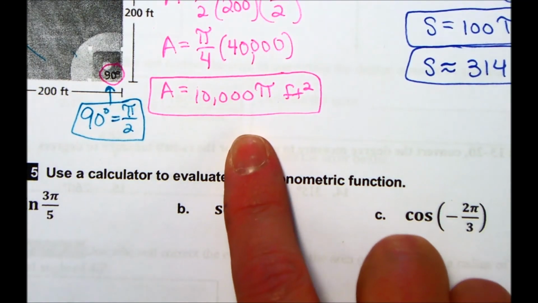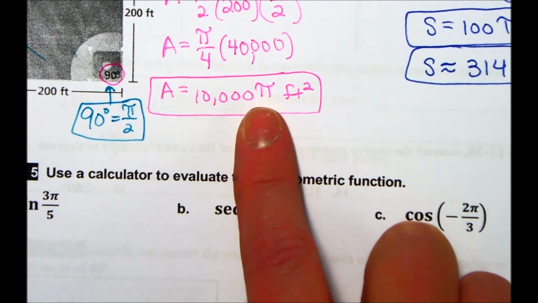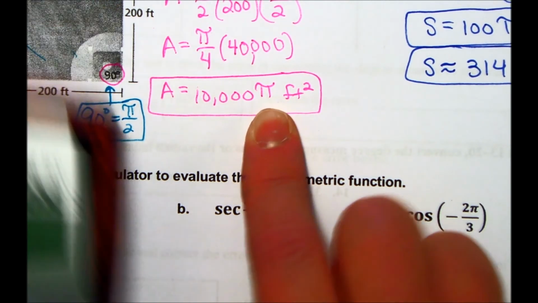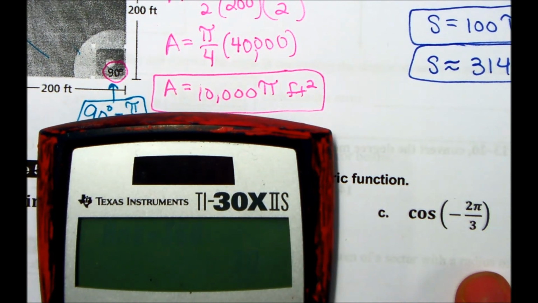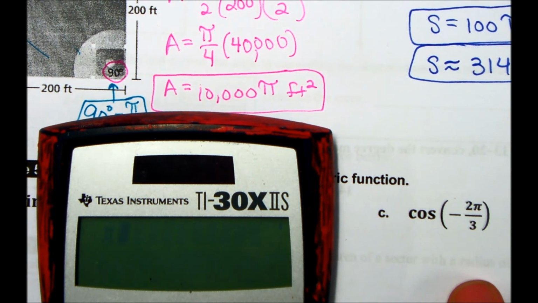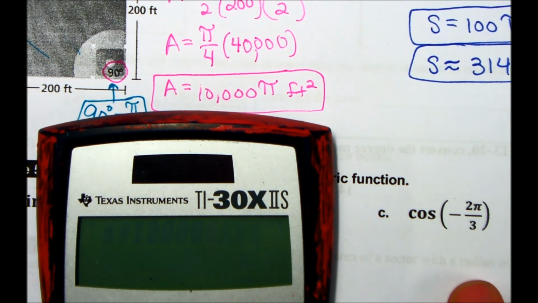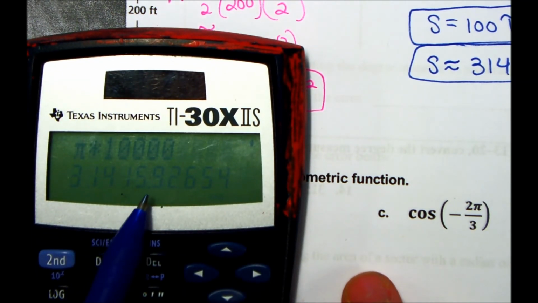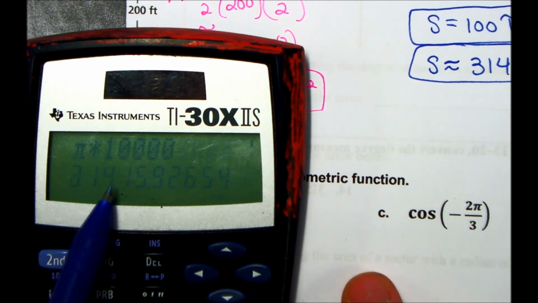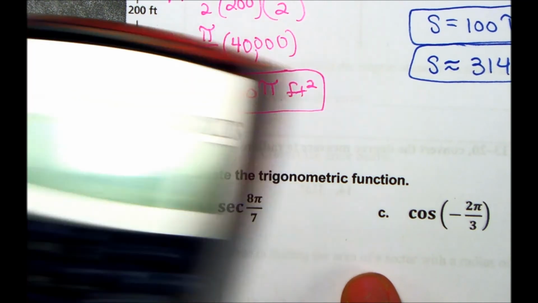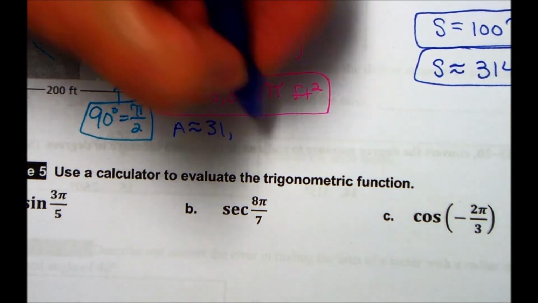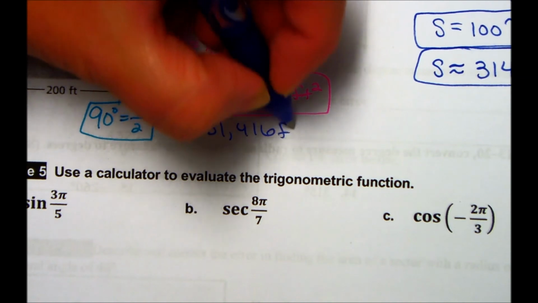If you wanted to write the area in standard form, you would again probably take pi on your calculator. So if I take pi times my 10,000, or just type in 10,000 pi, you're going to see that the decimal point's here, so it's 31,416 feet squared. So the area is approximately 31,416 feet squared.